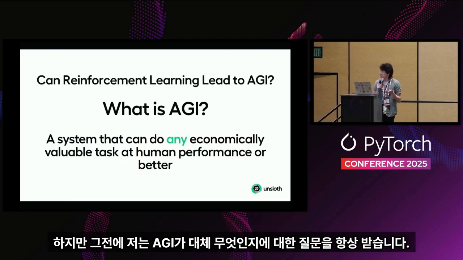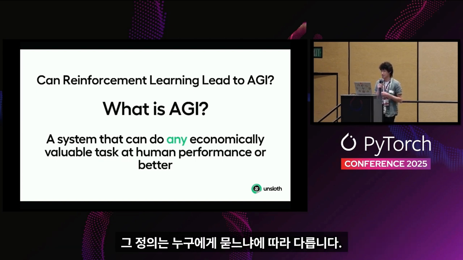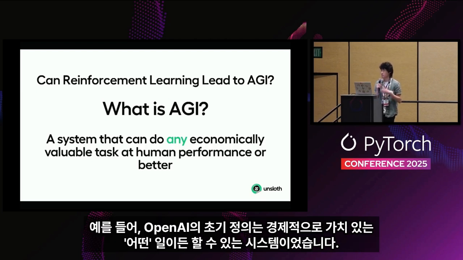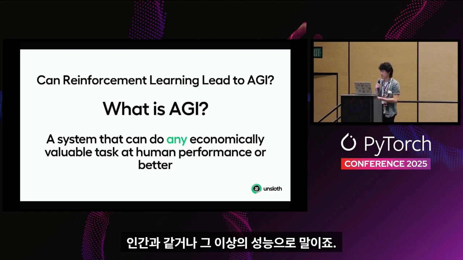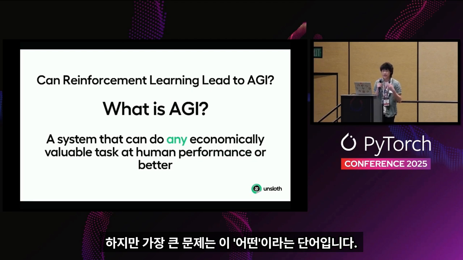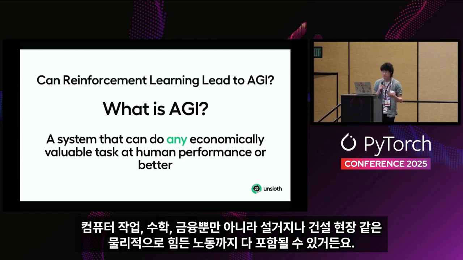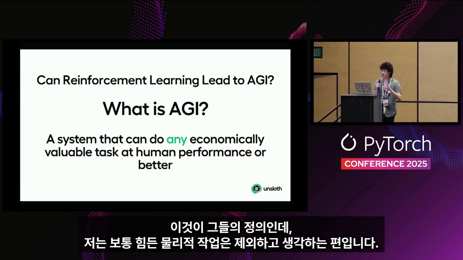But before this, I always get asked the question, what is actually AGI? What is the definition of AGI? The definition depends on who you ask. For example, OpenAI's first definition is a system that can do any economically valuable work at human performance or better. This is the definition that people think about. The biggest issue, though, is the word any. Any task is very problematic, because this could mean any single task in the whole of human civilization. You can do computer work, maths, finance, but also hard-type work like washing the dishes or doing construction. All of these tasks are part of their definition.